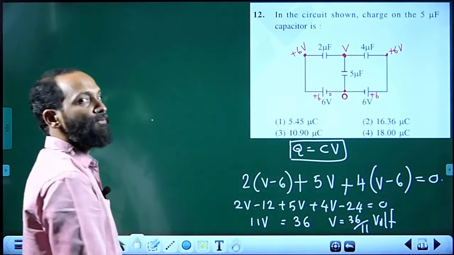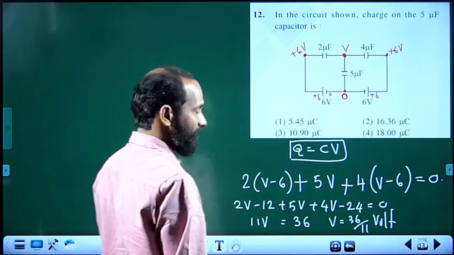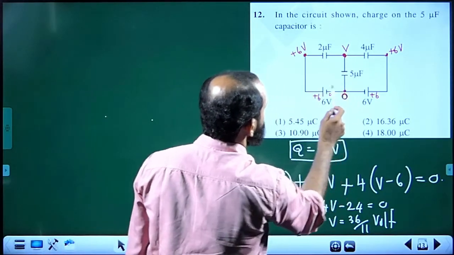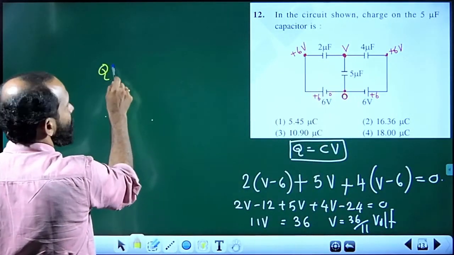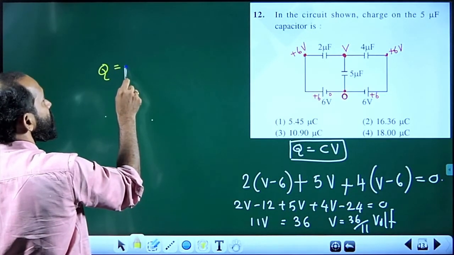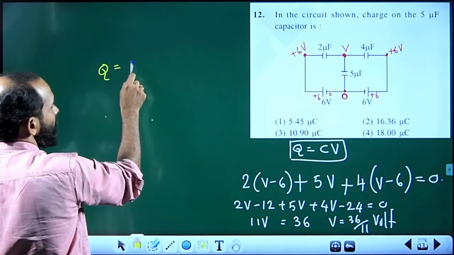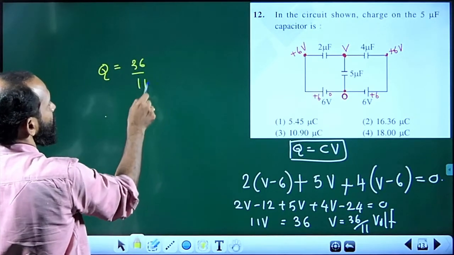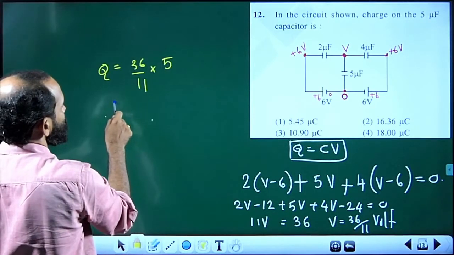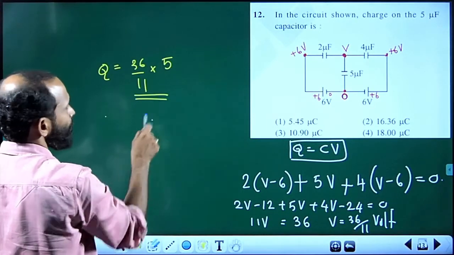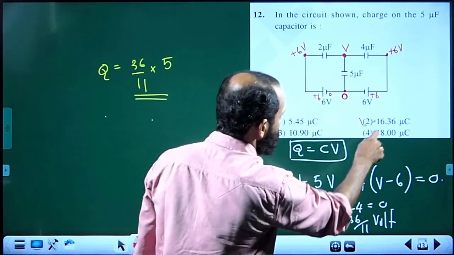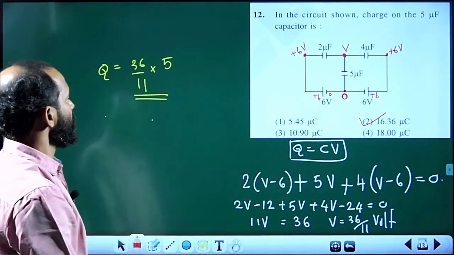Now, we can easily find the charge on any branch. What is the charge on this branch? Charge Q is equal to potential difference, which is V minus 0. V is 36 by 11, into capacitance 5. That is 36 into 5 divided by 11. The calculation you can check, the answer is the second option.